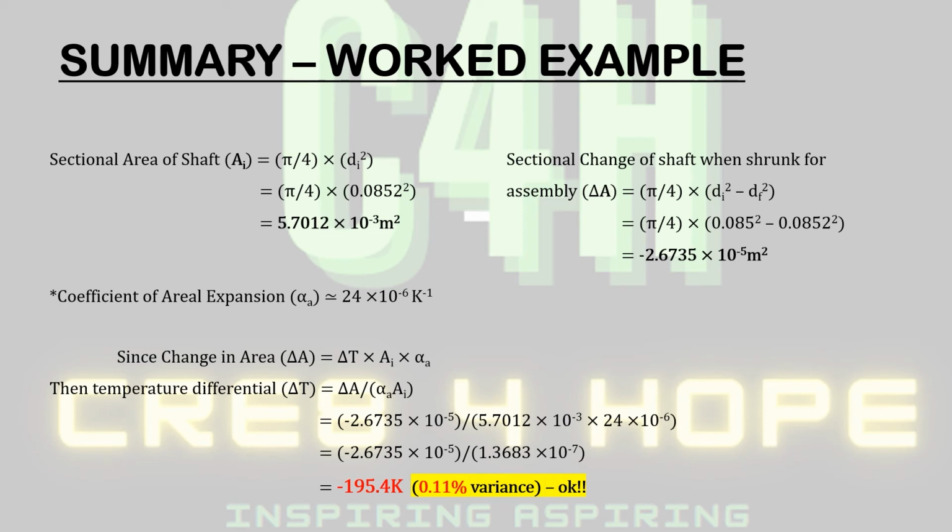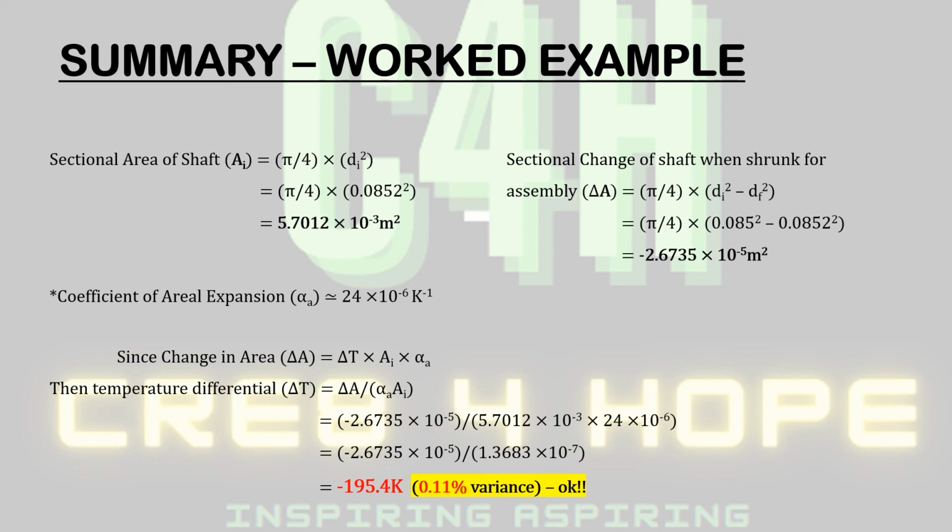So we can then proceed to calculate the sectional change of the shaft when shrunk for assembly. So delta A represents the sectional change in the area of the shaft, equal to pi over 4 times into bracket the initial diameter squared minus the final diameter squared. So once we substitute these values into the equation, we get a result of minus 2.674735 times 10 to the power minus 5 meters squared. The negative sign is just basically showing a reduction in area.